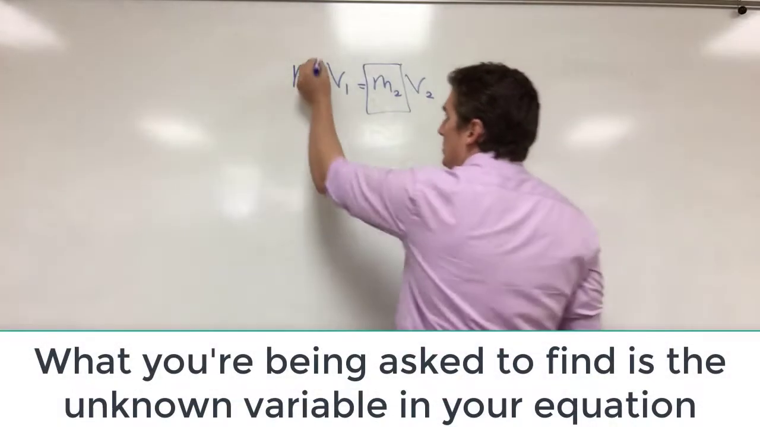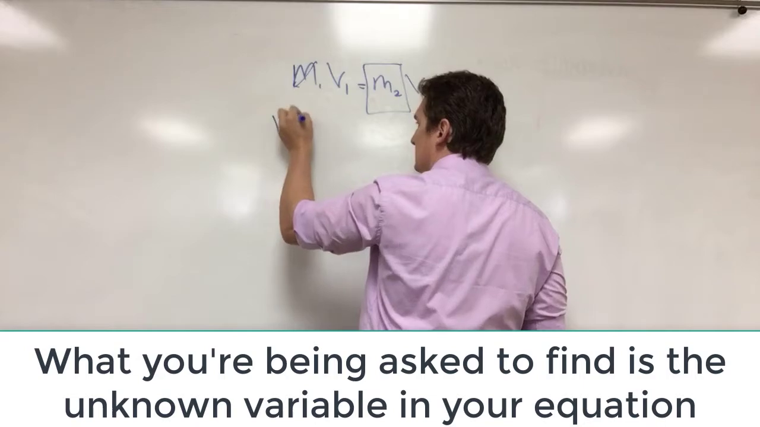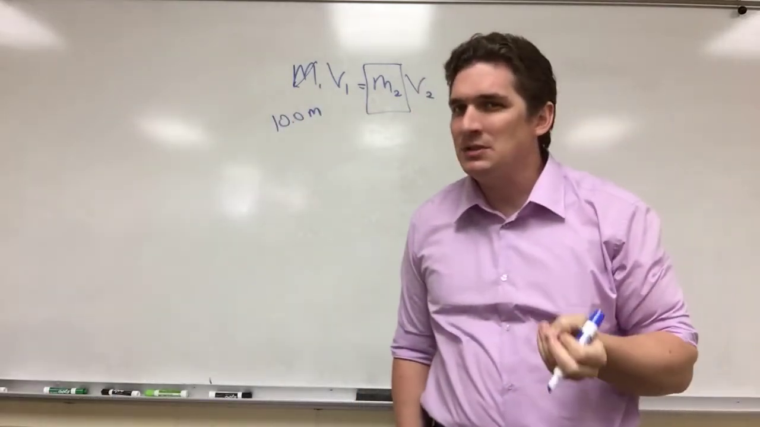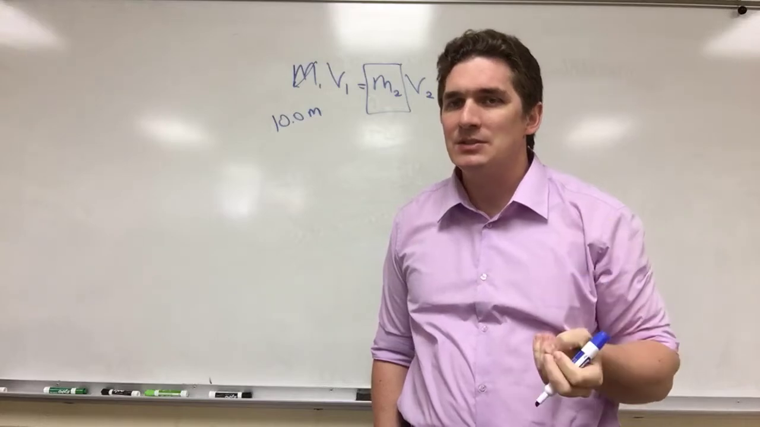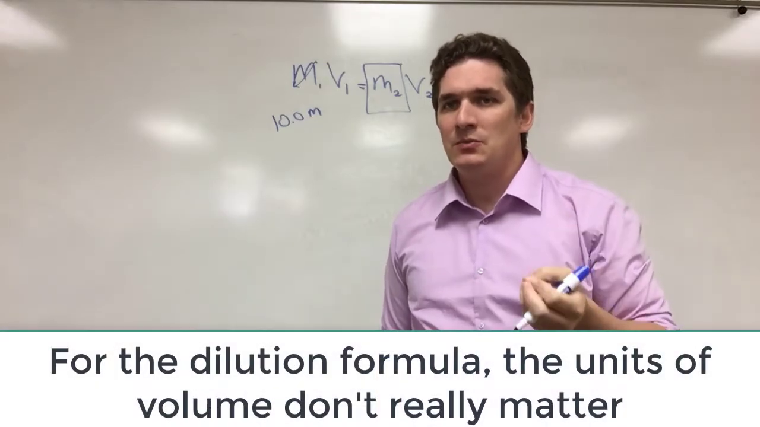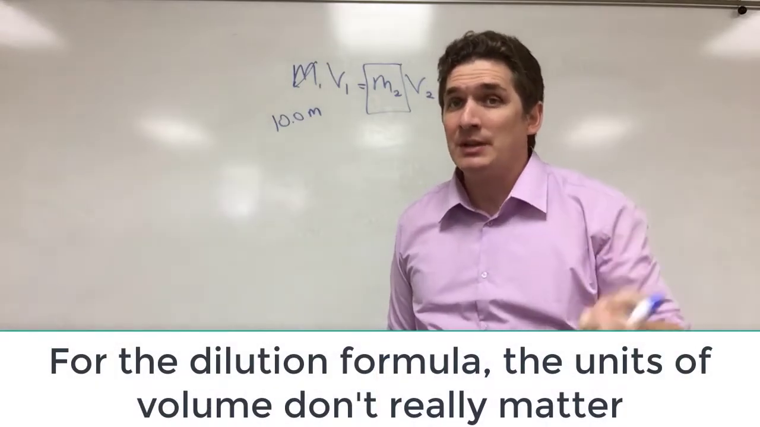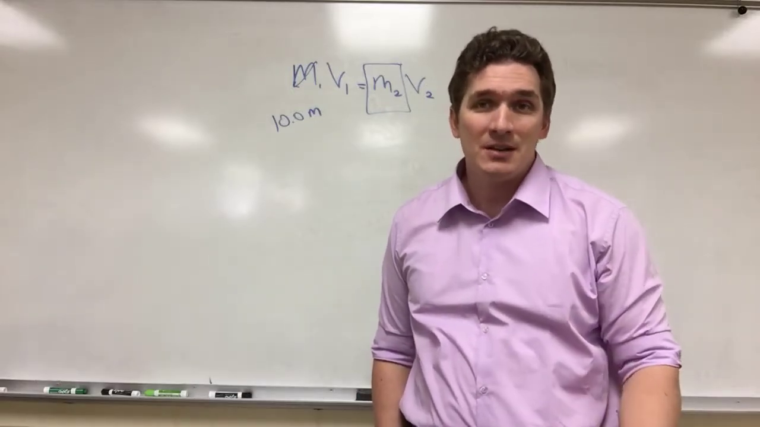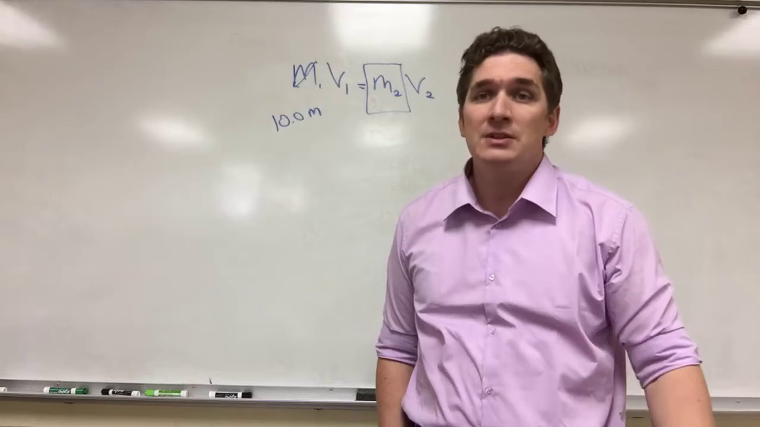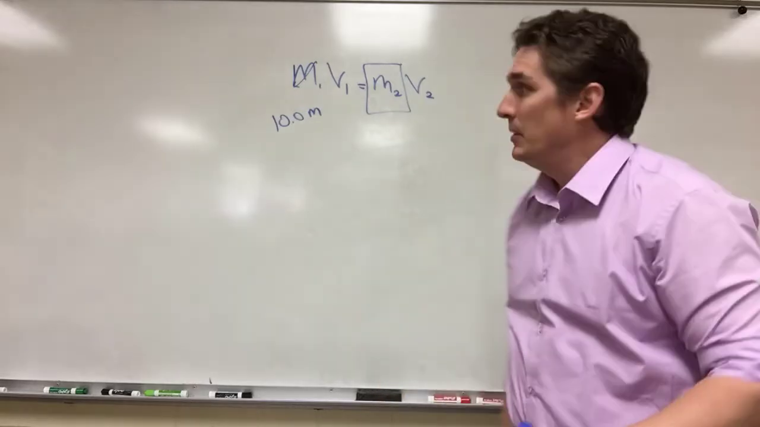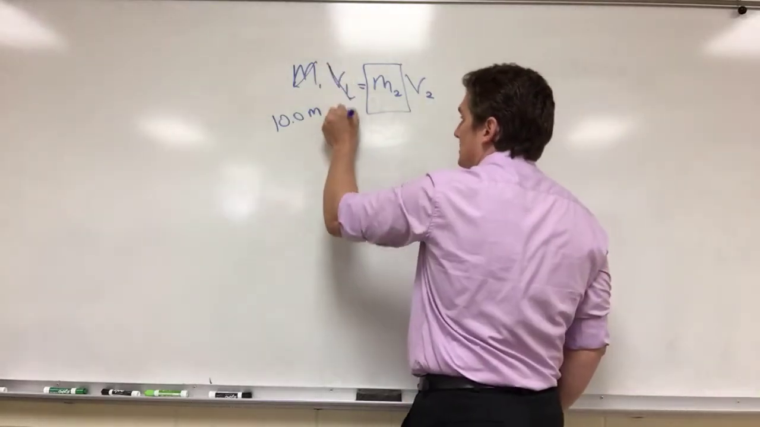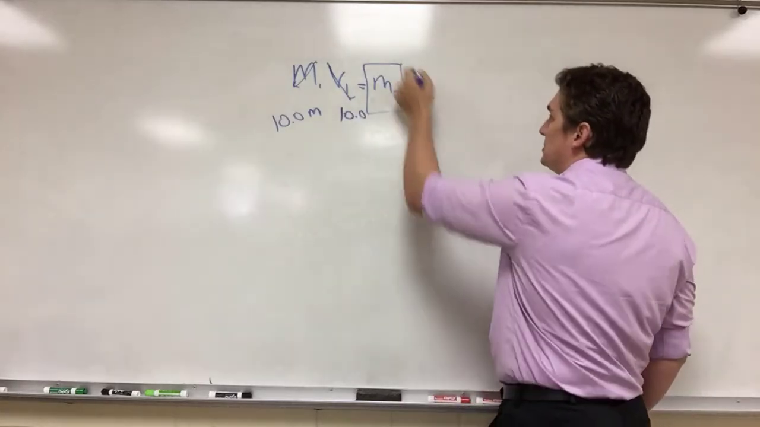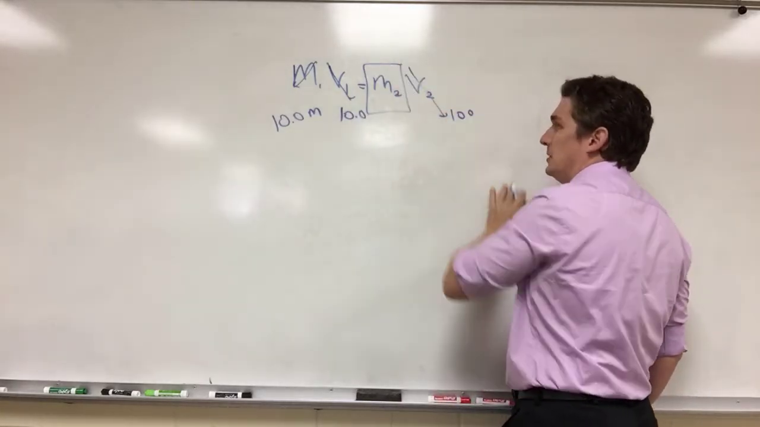Now I told you it's a 10 molar solution, and I've got 10 mLs. Now purists would say that you really need to be working with liters. The reality is with the dilution formula, you can actually work in mLs because the units of volume cancel off both sides. So if you're not comfortable with what I'm about to do, convert to liters and then put in your volumes. But I'm going to just leave it with 10 mLs. And what I'm going to do is dilute it to 100 mLs.